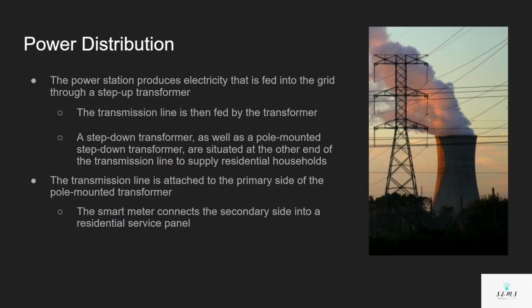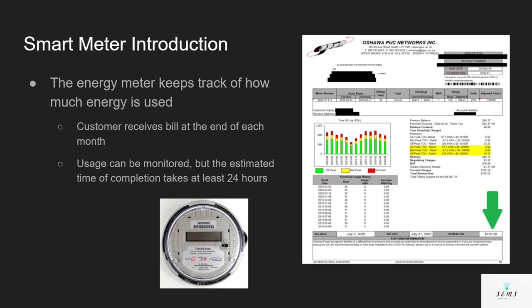Before we jump into monitoring a service panel, we need to understand where power is coming from. From the pole-mounted transformer, the primary side is connected to the transmission line, and the secondary side is connected through the smart meter and into the residential service panel, using two hot lines and one neutral. The electricity meter that is located inside and outside the home keeps track of how much electricity has been used.